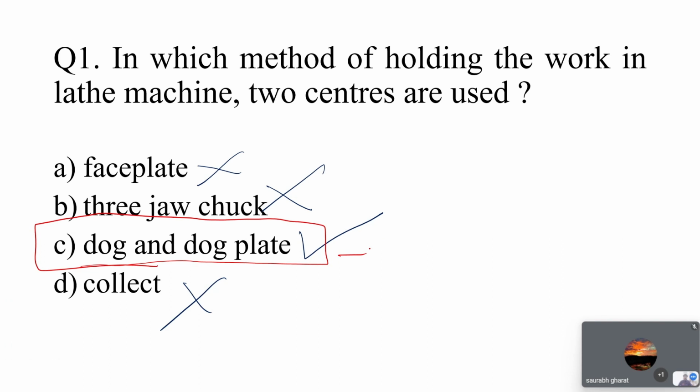Okay, we have like one center here, then another center here, holding the job. Like this here we have a job. The left job will be here. Okay, so this is the dog plate. In both of these other cases it's not possible. It's not there. So the answer is dog plate.